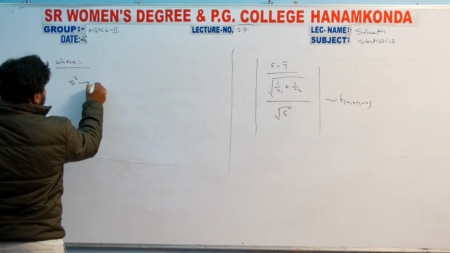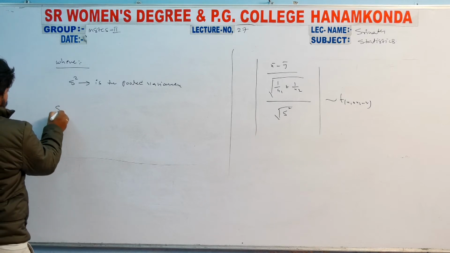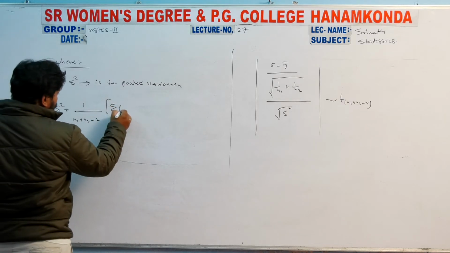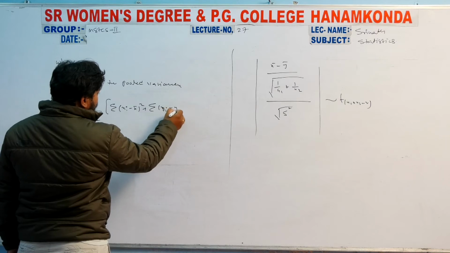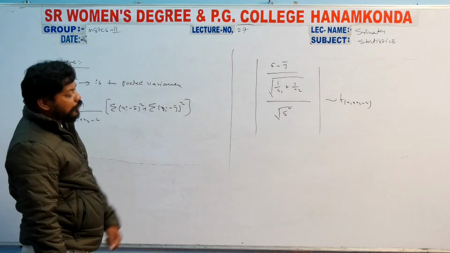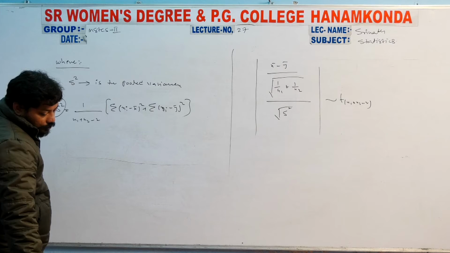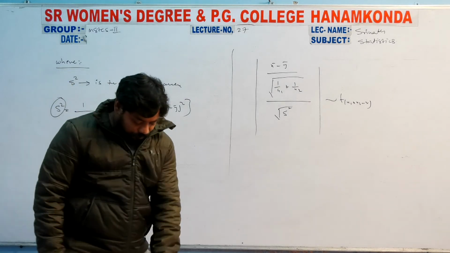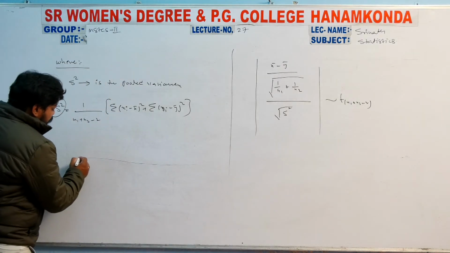Where S square is the pooled variance, and S square is equal to 1 by n1 plus n2 minus 2, summation xi minus x bar whole square plus summation yi minus y bar whole square. This is the formula of S square. Then substitute the value instead of it, finally we have a formula of t.